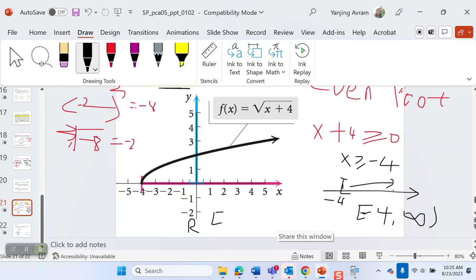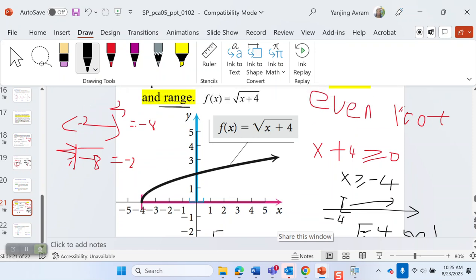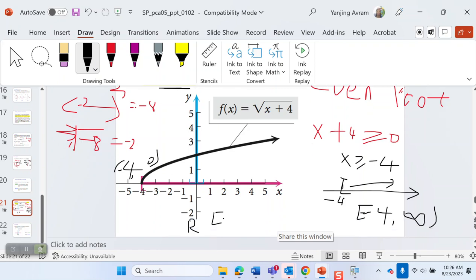Okay. When x equals -4, how much is y? Anyone? What is the y value? 0. 0, that's exactly right. So the range y here is from 0 to what? Infinity. All right, good. So the minimum value for the y here is 0. This graph cannot go down anymore. So you can see the domain and range from the graph basically.